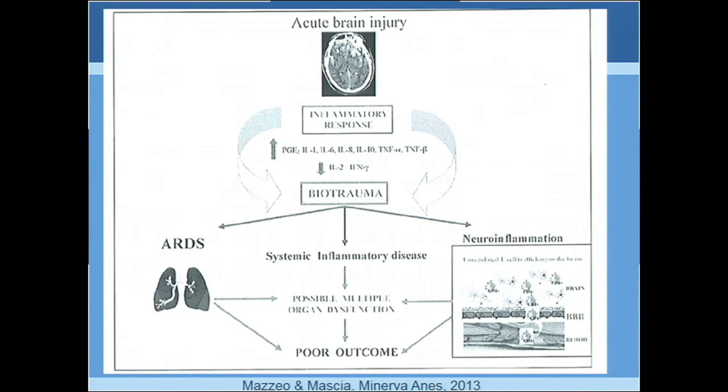At the top of the screen, you see the acute brain injury model causing the systemic inflammatory bioresponse. We see an increase of biotrauma, increase of systemic inflammatory disease, neurotoxin inflammation, and then possibly down the road organ dysfunction. And these, of course, are associated with poor outcomes in our patient populations.